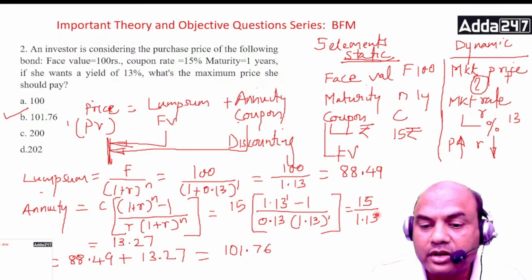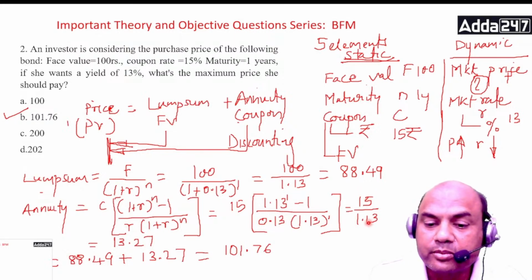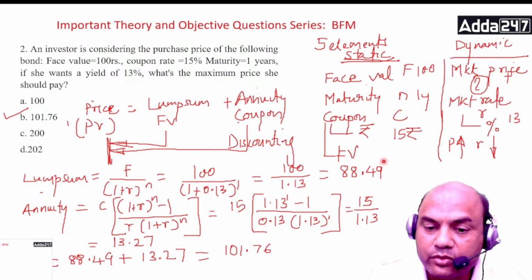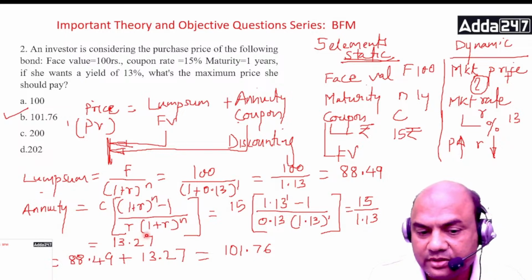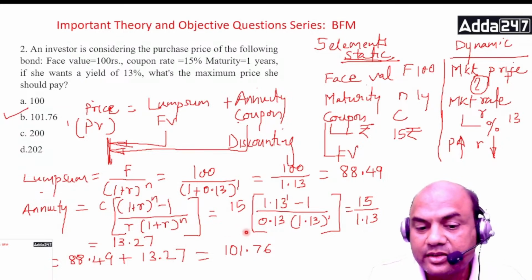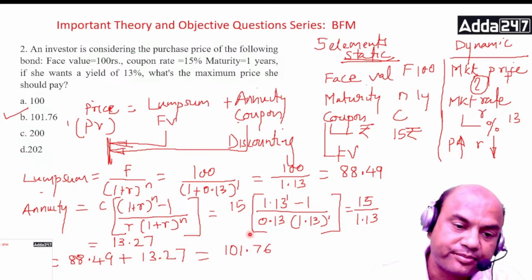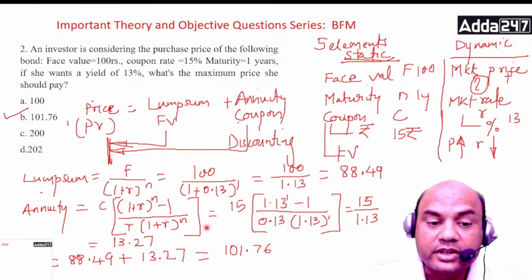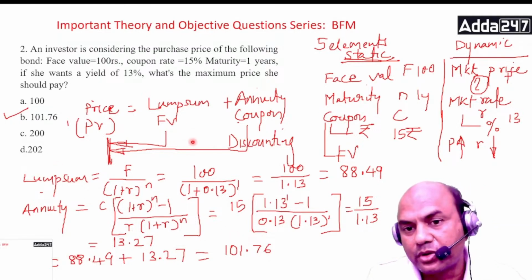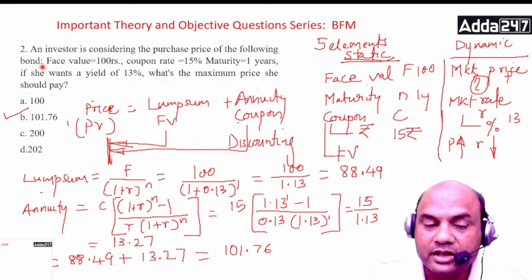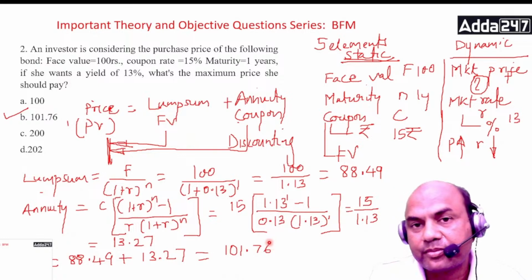This is your answer. So 15 upon 1.13 is what? 13.27. So your present value of the bond is what? 88.49 plus 13.27. If you add this, you'll get 101.76. Okay. So this is the way you find out the price of that bond. And the investor who's planning to invest should give maximum this much amount. Okay.